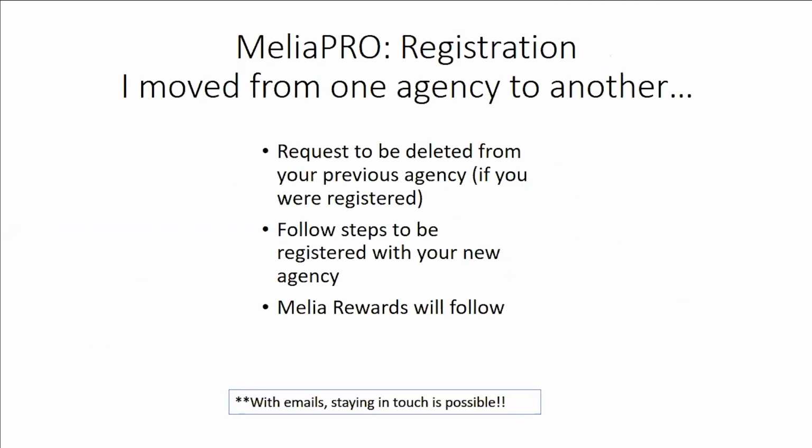But let's say another common question that I have been asked. I moved from one agency to another, or I left an agency and now have opened my own. What do I do? That's perfectly fine. Very simple. If your previous agency was registered with Melia Pro, all you have to do is request to be deleted from the previous agency, and then you will be able to create your whole new profile with your new agency's name with Melia Pro. The other question I'm asked, will my Melia Rewards follow me? They will follow you. So you're not going to lose out on any of the benefits.